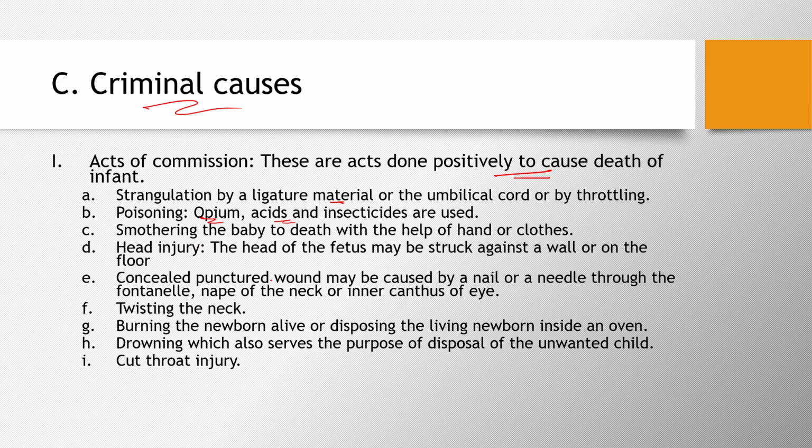Then concealed puncture wounds, which may puncture through the concealed parts of the child, mainly the fontanelle, nape of the neck, or inner canthus of the eye. Any puncture wound may cause rupture of the blood vessels and may lead to death. Then twisting the neck by any means, which may cause rupture of the spinal cord. Then burning the newborn or disposing of the live born inside the woman. Drowning, which may also serve the purpose of disposal of an unwanted child, or cut-throat injury, are acts in many ways where they positively want to kill the child by acts of commission.